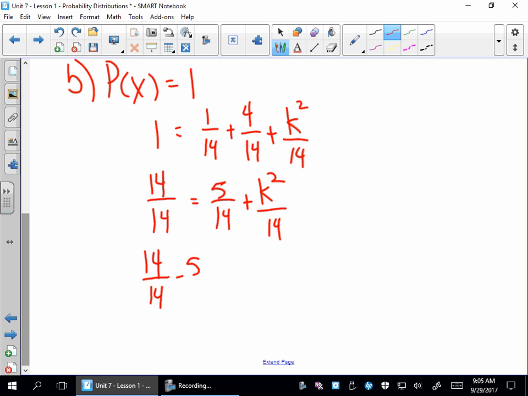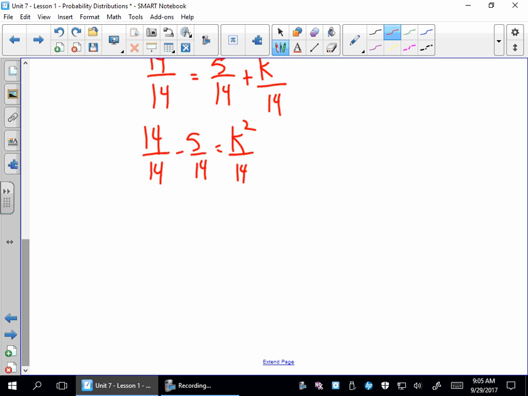Okay. I bring the numbers over, and this gives me 9/14, which is k²/14. Now I know both these are 14, so I don't really have to worry about that. What I need to solve is the top. So k squared is 9. So in other words, if I square root it, k has to be 3.